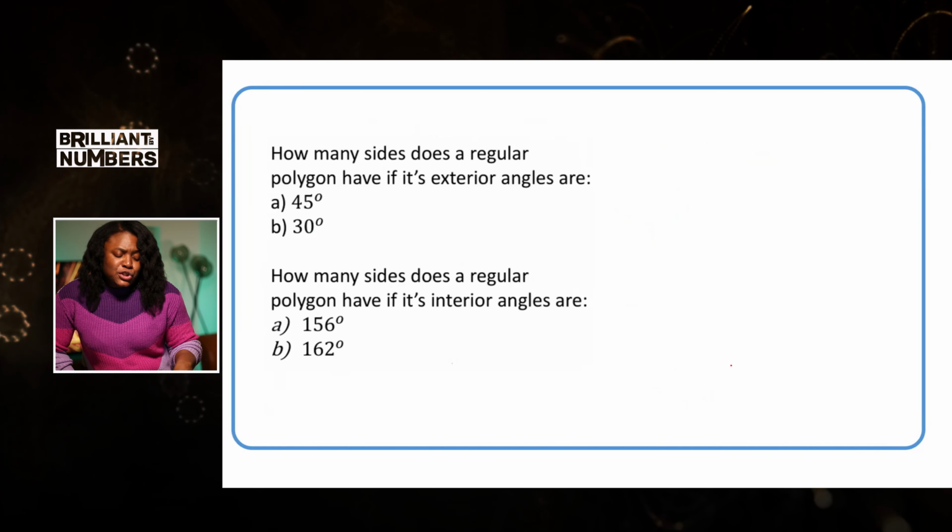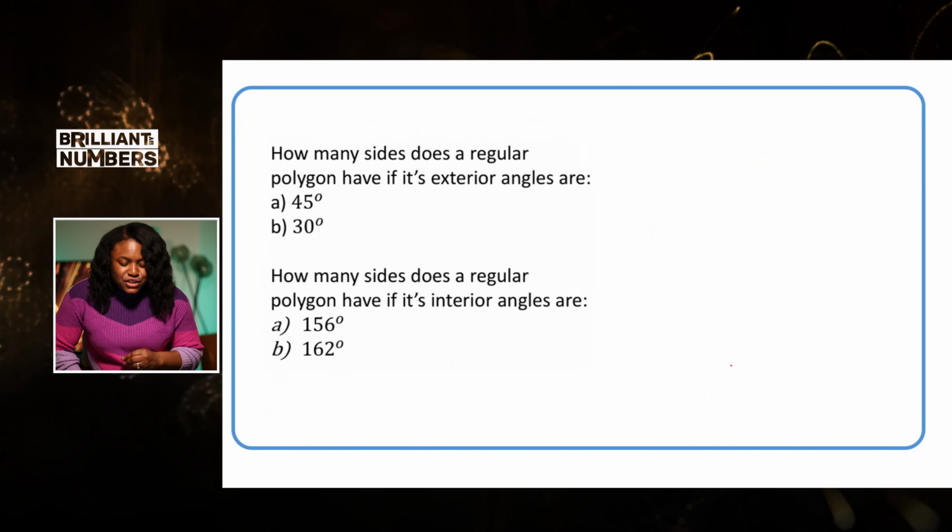Just want to take the opportunity here to remind you that regardless of the polygon that you've got, all exterior angles for all polygons will add to 360 degrees. That's because if you cut the exterior angles off and put them all together, they will form a circle, which is 360 degrees.